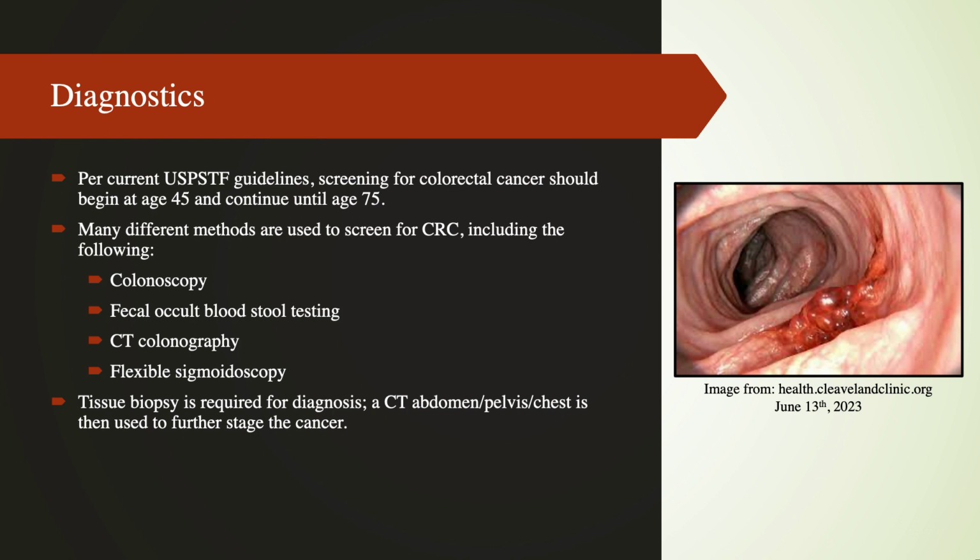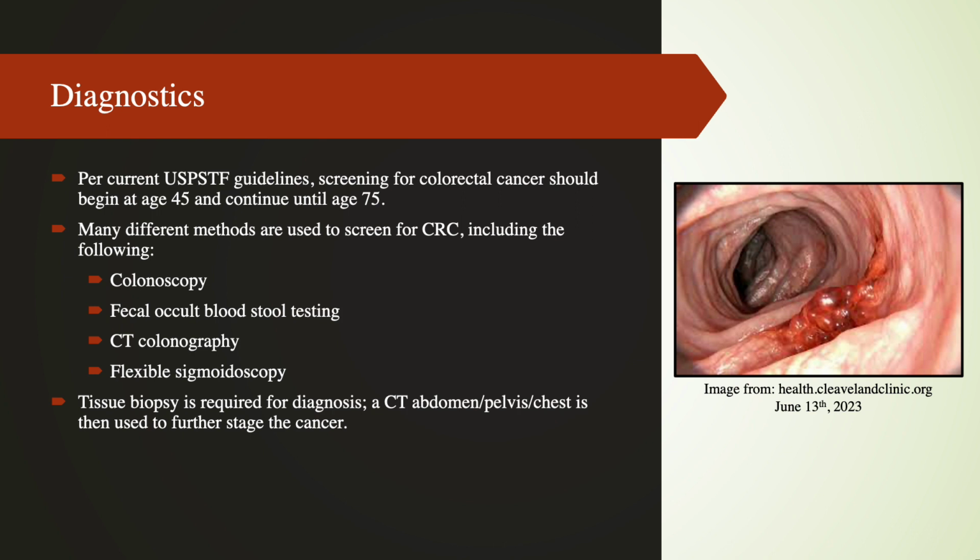For diagnostics, based on current USPSTF guidelines, screening for colorectal cancer should begin at age 45 and continue until age 75. After the age of 75, it really becomes a case-by-case basis, typically determined by a conversation between the provider and the patient, with consideration of the patient's risk factors, provider recommendations, and patient wishes of whether or not they intend to proceed with screening measures at all given their age.